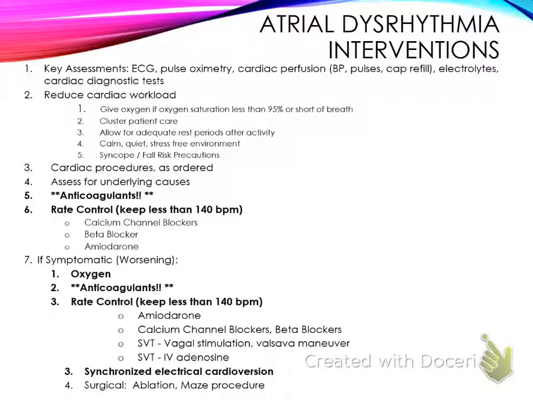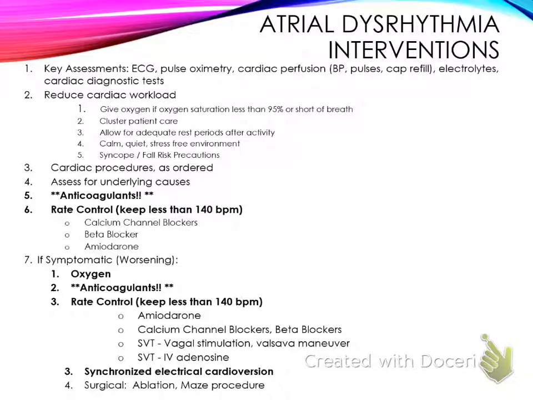We saw these two as rate control meds, but now we're going to add amiodarone. Amiodarone is a great drug for any dysrhythmia. It's a big dysrhythmia drug, and it is wonderful for atrial dysrhythmias. It also works for ventricular dysrhythmias, but it works really well. So we're going to rate control with these meds.